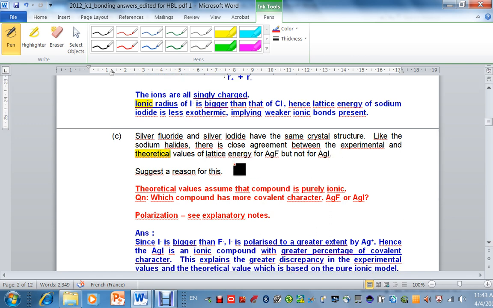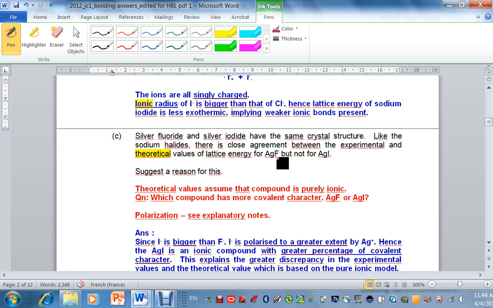For part C, what we are going to look at is something called polarization. You are told that silver fluoride and silver iodide have the same crystal structure. But there's close agreement between the experimental and theoretical values of the lattice energy for silver fluoride, but not for silver iodide. So suggest a reason for this.